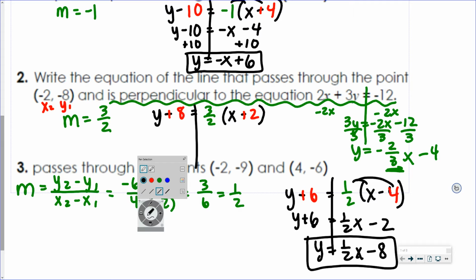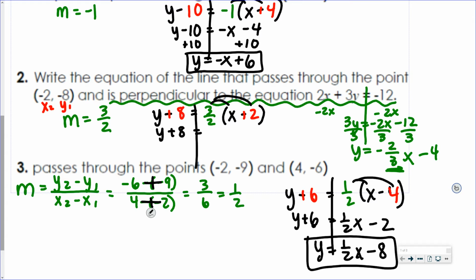Again, if the direction said write your equation in point slope form, I could just stop. To write this in slope intercept form, we would distribute. So for y, 3/2 x minus 5 is the equation of our line.